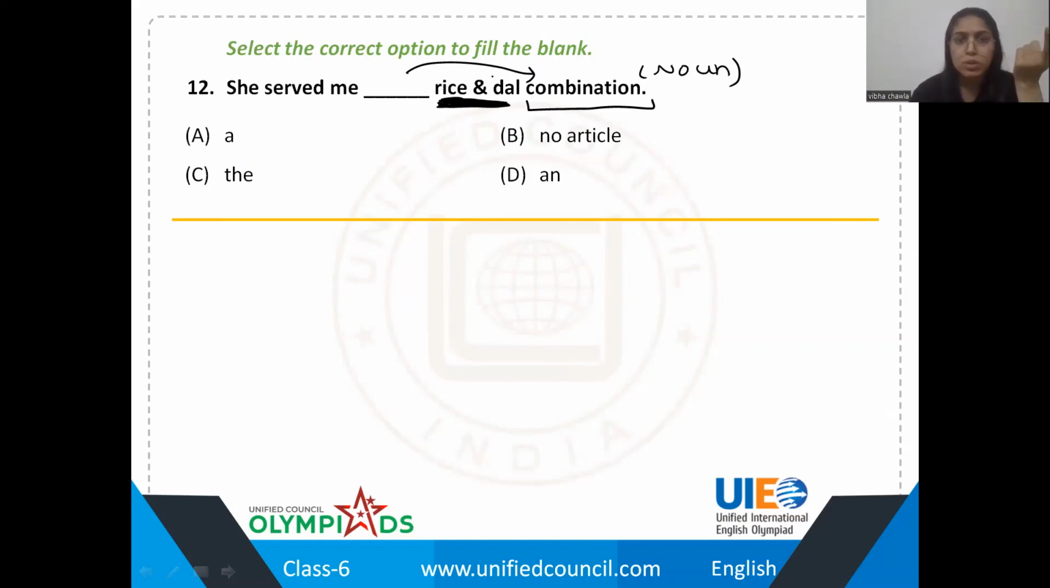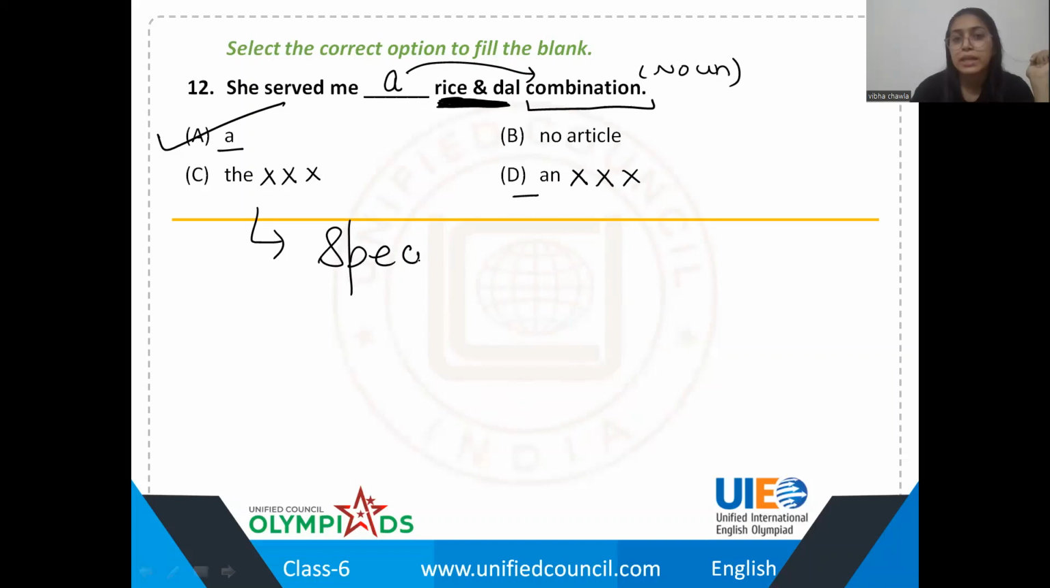Rice, R in this case, which is a consonant, so we'll place a. For singular countable nouns, we use a or an: a with a consonant sound and an with a vowel sound. There is no vowel sound, so an is ruled out. Right one will be option A. Why is the incorrect? Because the article the is used for specific things, and there is no specific combination mentioned, right? So that's why the is ruled out. No article also doesn't make any sense in this case.